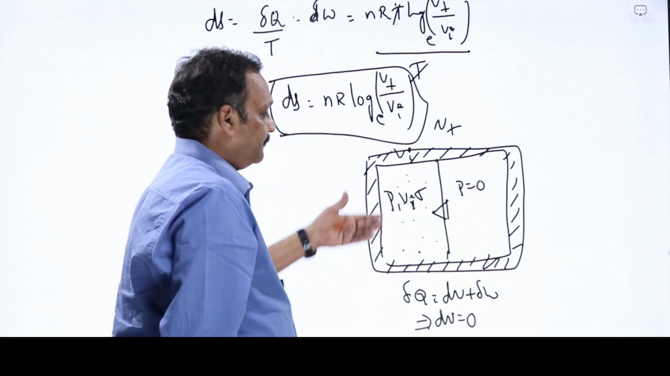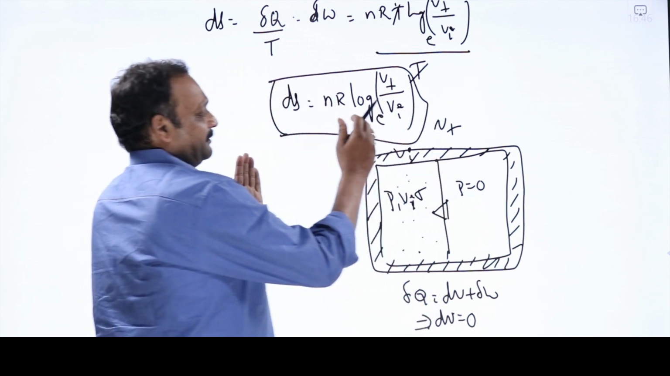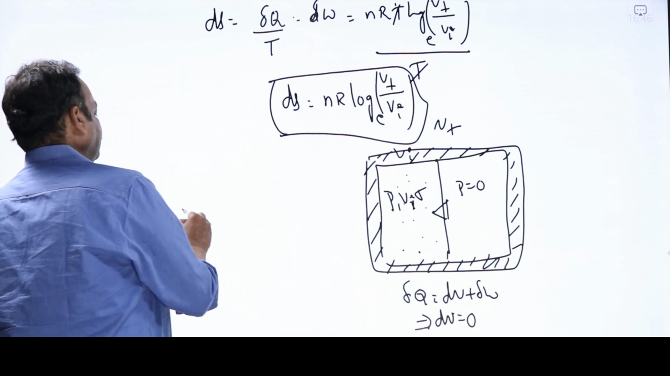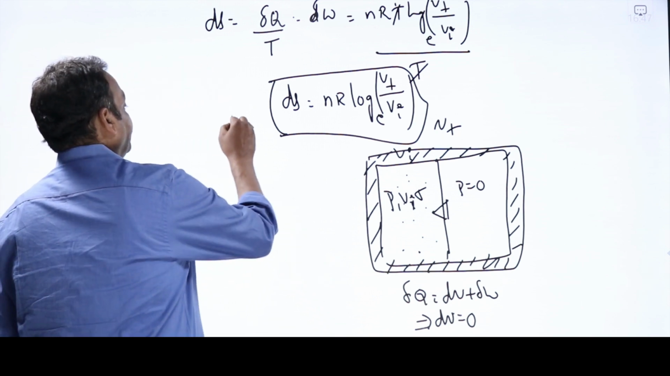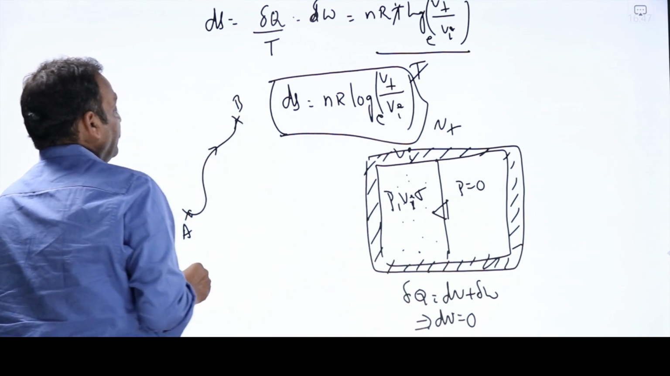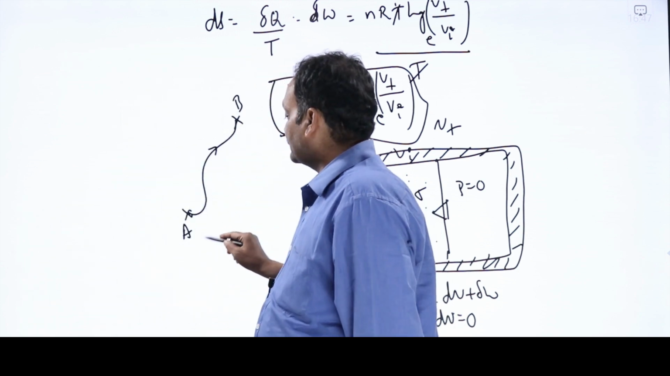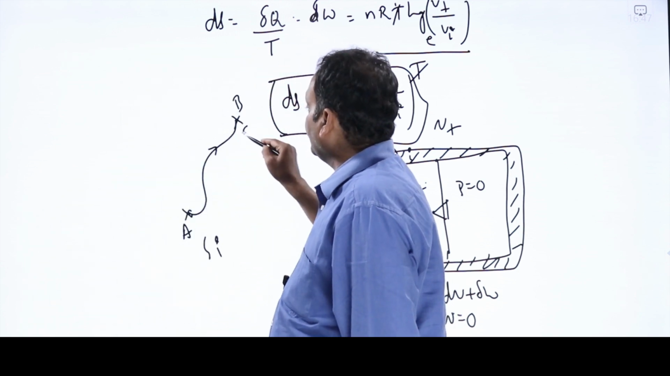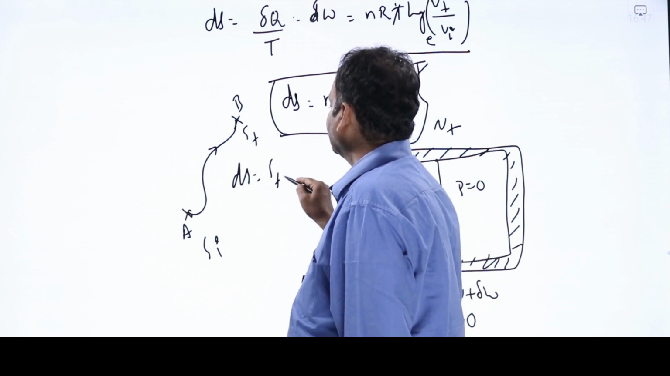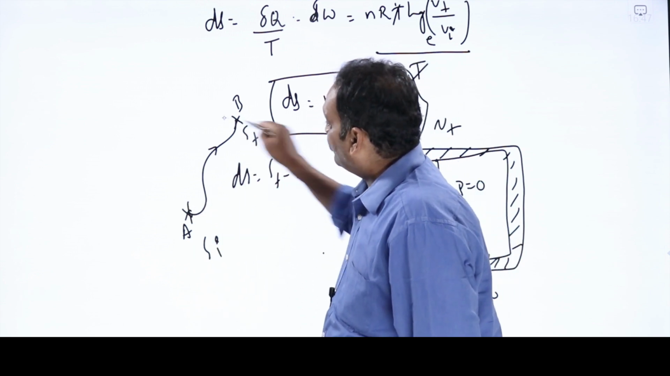Now we can see, for an irreversible process, how do we calculate the change in entropy? Suppose a gas has gone irreversibly from some point A to a point B. Entropy is a point or state function. Here entropy is Si, here entropy is Sf. Say the change in entropy dS is equal to Sf minus Si. It depends only on the initial point and final point.